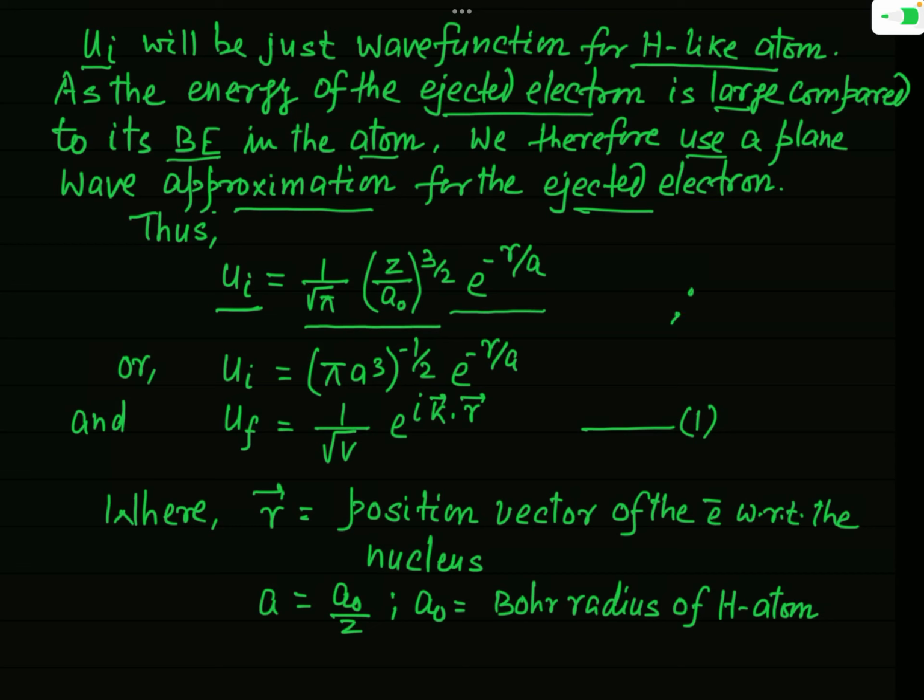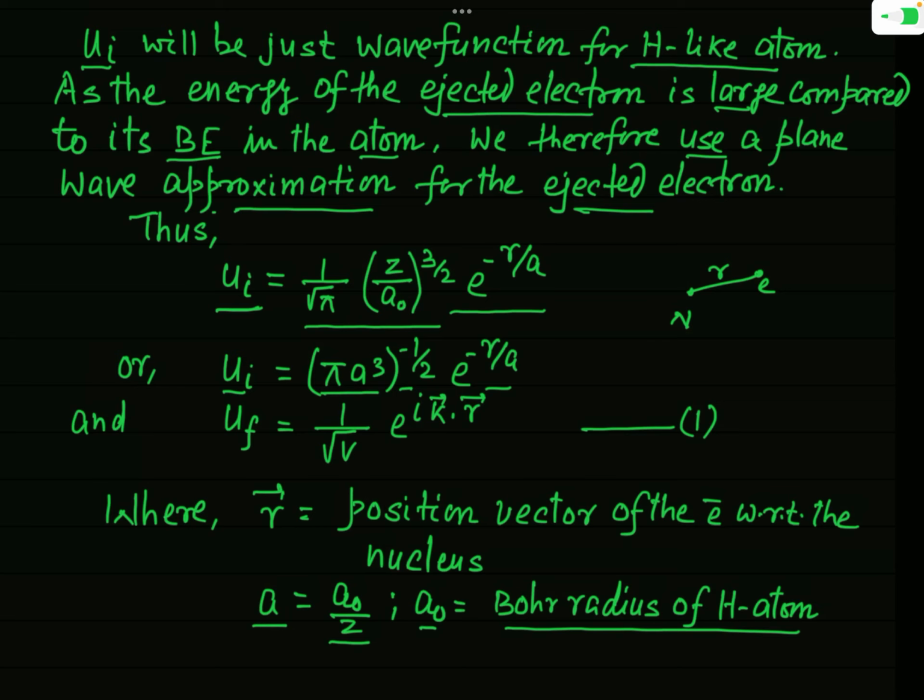If you consider that here is the nucleus and the ejected electron at any time is present here, then this distance is r. Okay, and equivalently you can write this expression for UI in this way: pi a cube whole to the power minus half, e raised to the power minus r by a. Here I have considered that a is equal to a naught over z, and as I have told you, a naught is the Bohr radius of H atom. Okay, so you can write this expression for UI in this manner.